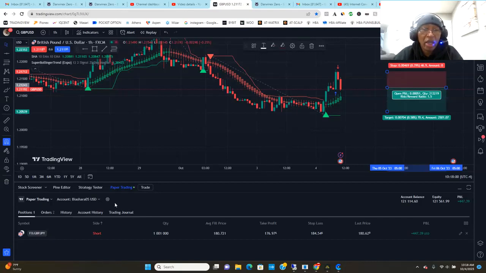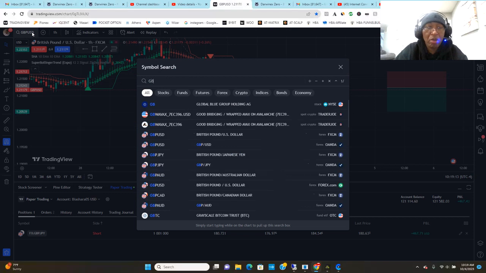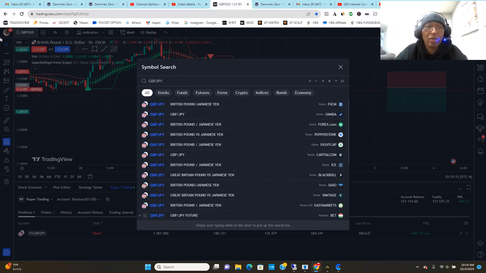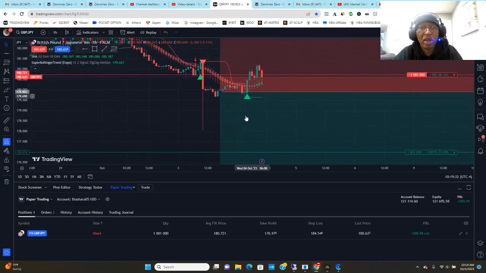So the setup is very simple here. We have the British US dollar, but you can see here it says GBP JPY, okay? So we had the same setup for the GBP JPY, so we can just type GBP JPY, and you can see that one right there. And this is the setup. This is the trade right here that's going on.